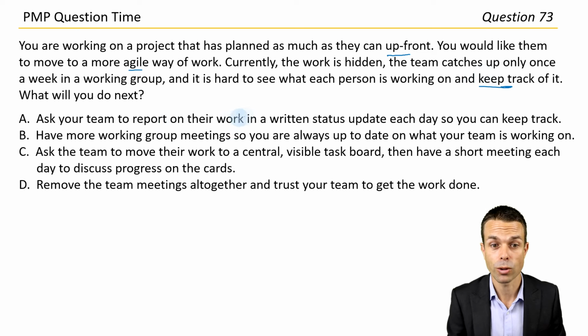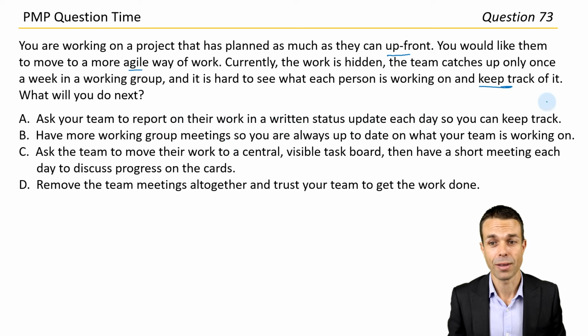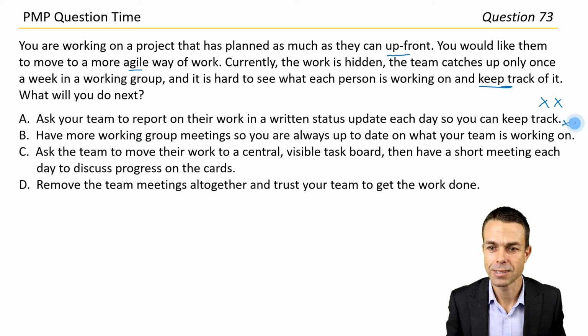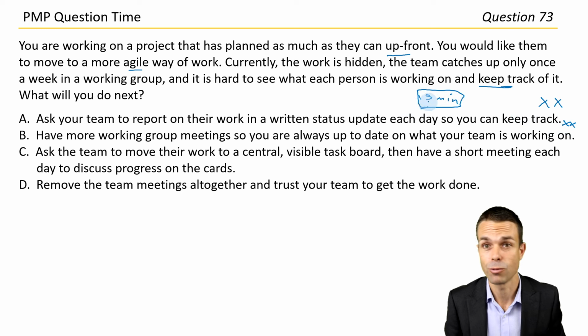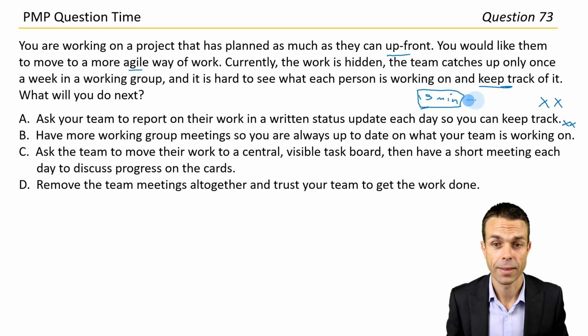Ask your team to report on their work in a written status update each day so you can keep track. I think no, that's that non-value added work that we're talking about before. Have more working group meetings so you're always up to date on what the team is working on. I think there's probably a better answer than that. We might have a stand-up meeting, but it's very short, 15 minutes each day usually, just so that we can remove blockers, make sure that everyone has what they need to get the work done for that day.